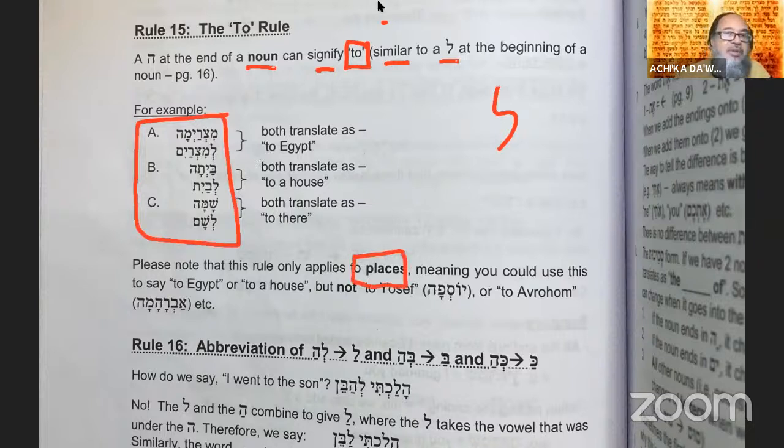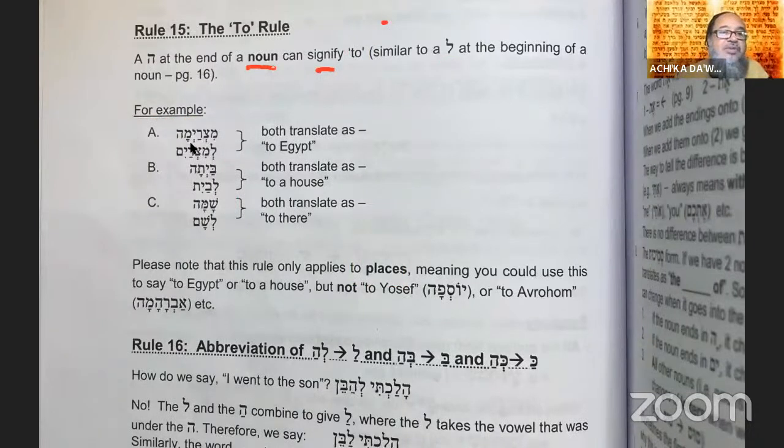When I was reading the Torah, I came across this word Mitzrayma, and I was like, what is this? Versus Mitzrayim, La Mitzrayim. Well, according to the rule, Mitzrayma and La Mitzrayim both translate to "to Egypt." So this hey on the end represents "to." Just like this lamed right here means "to," so does that hey right there. Don't ask me why. But it only applies to places. It doesn't apply to names. It doesn't apply to anything else except for places. Okay.